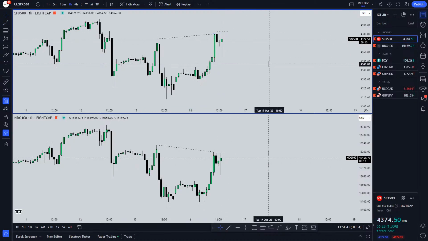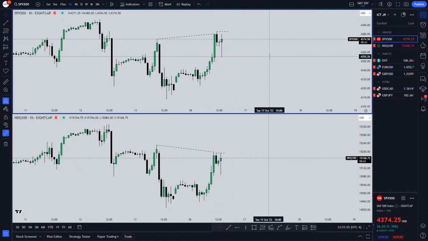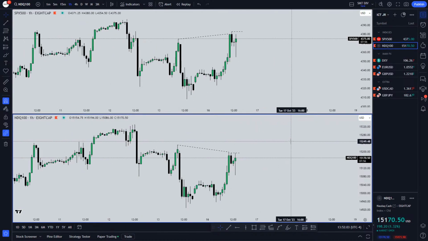So SPX does look a lot weaker. I mean, stronger. It looks a lot stronger. But as of right now, it does look a lot weaker. NQ does look weak too. NQ looks very weak right here with the SMT.